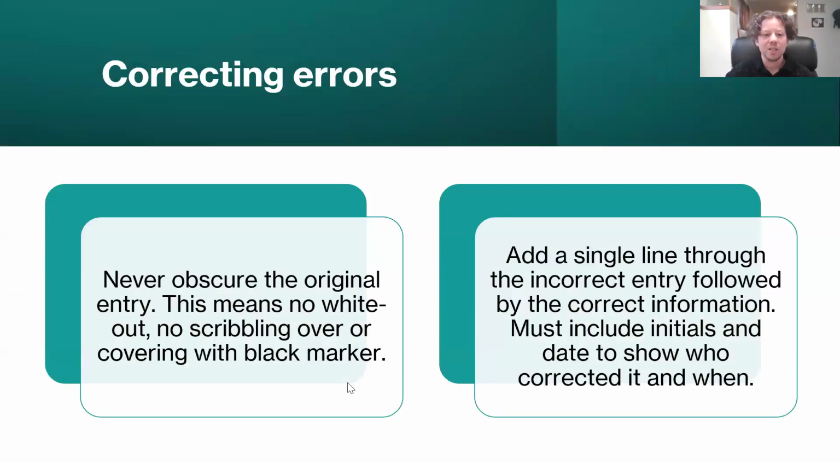This means no whiteout, no scribbling over, don't cover it with black marker. The correct way to document correcting an error is to add a single line through the incorrect entry, followed by the correct information. You must also include the initials and date of the person who corrected it to show when it was corrected, who did it, and in most cases also why it was corrected.